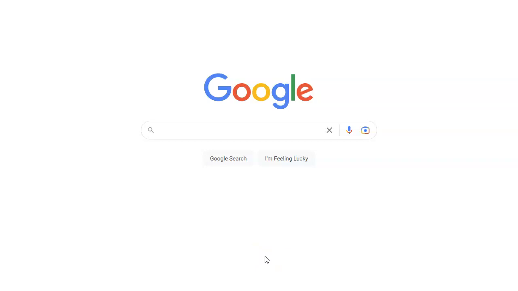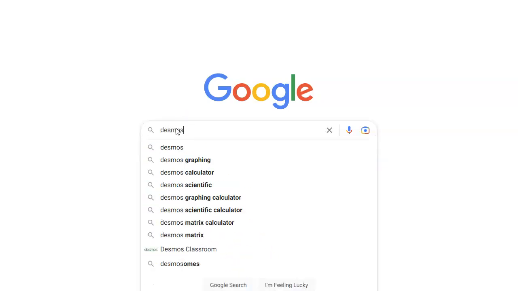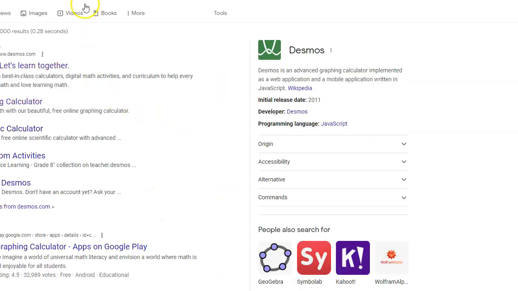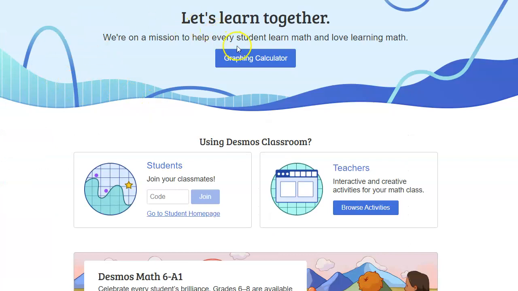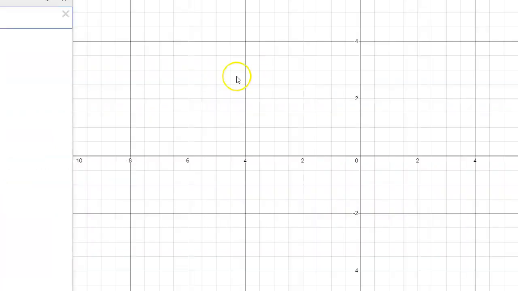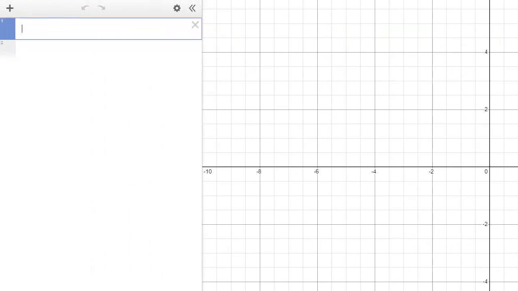You're actually going to open up a new tab in your internet browser, and you are going to Google search for Desmos. And we want to go to desmos.com. And when we get to desmos.com, you're going to click on Graphing Calculator. This is a really good tool that we can use when we are checking our graphs.